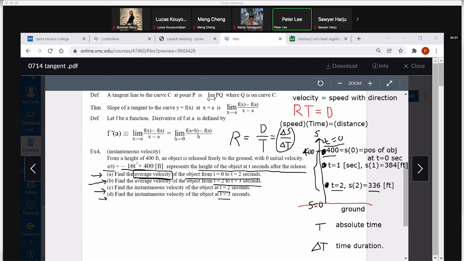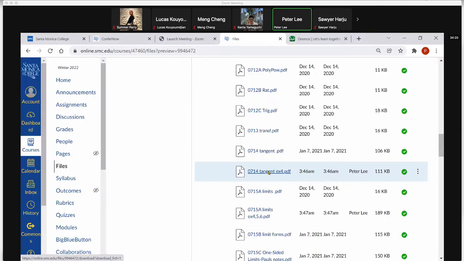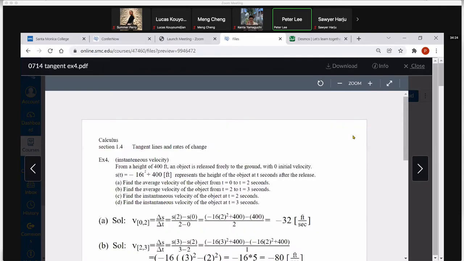So what I'm going to do is save this. I have prepared a solution file to this example right here. I'm going to save this, clear all this, and open up the next one, which is tangent example 4. That is this one here. I wrote this last night, hoping to save some time. Okay, so this is what it is.